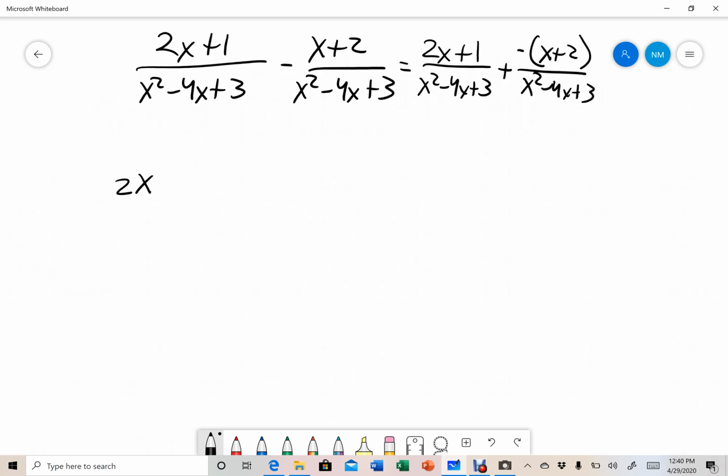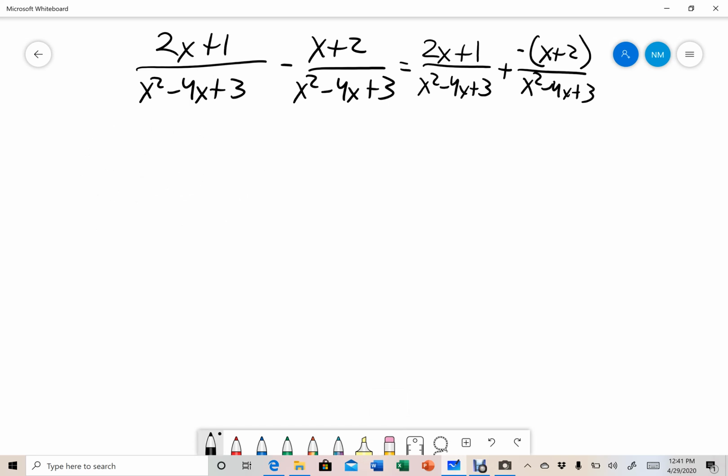So 2x plus 1, minus, let me just do this the right way here, plus, let's do this like this. Do I want to do it that way? Yeah. Okay, let me back up here a second and explain what I'm doing before I do it here.